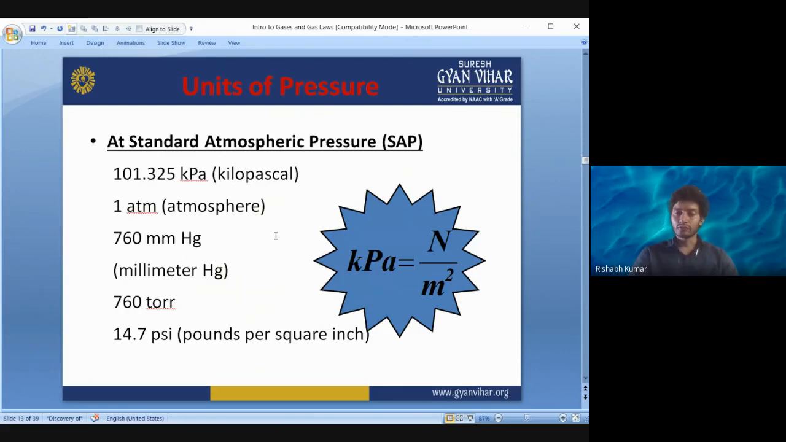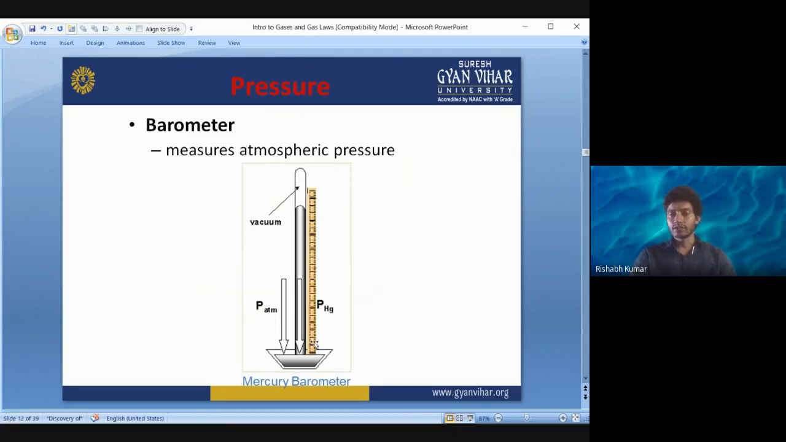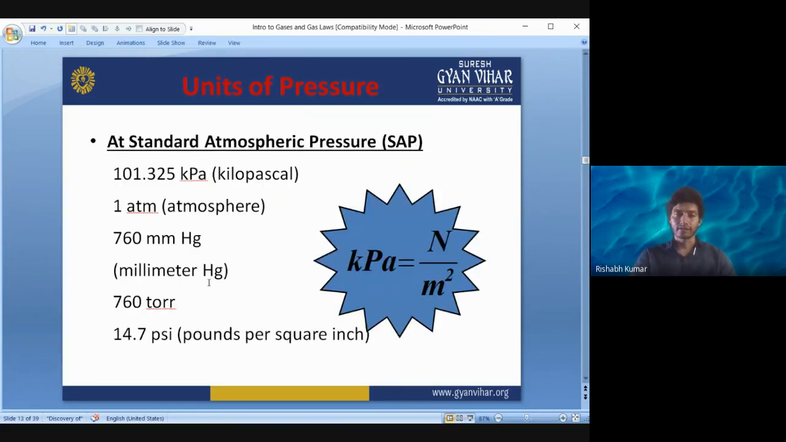And in one atmospheric pressure, or in one bar, you will have 101.325 kilopascal. Okay, it is equal to one atmosphere and it is equal to 760 mm of mercury. So at one atmospheric pressure, the rise of mercury in this vacuum tube will be 760 mm high.